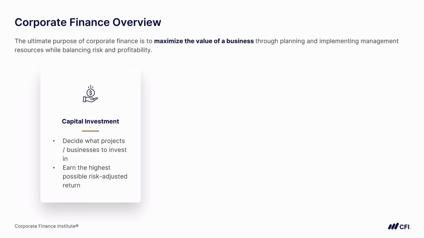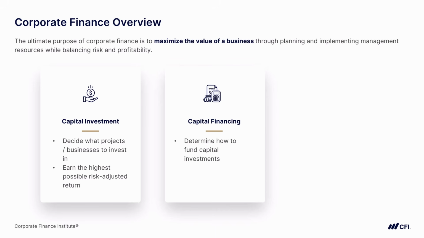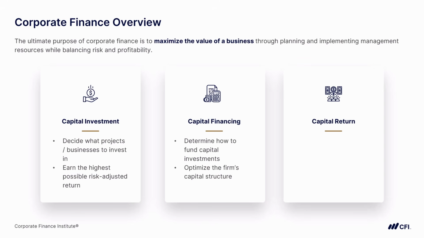In the second section of the course, we'll look at capital financing, and this is where we'll determine exactly how to fund the capital investments that we've selected. We're always looking to optimize the firm's capital structure, and this is done by minimizing the weighted average cost of capital, or WACC. And finally, in the third section of the course, we'll look at capital return. And capital return is what a company would do when there are no adequate businesses or projects to invest in. We'll decide how and when we want to return capital to investors.